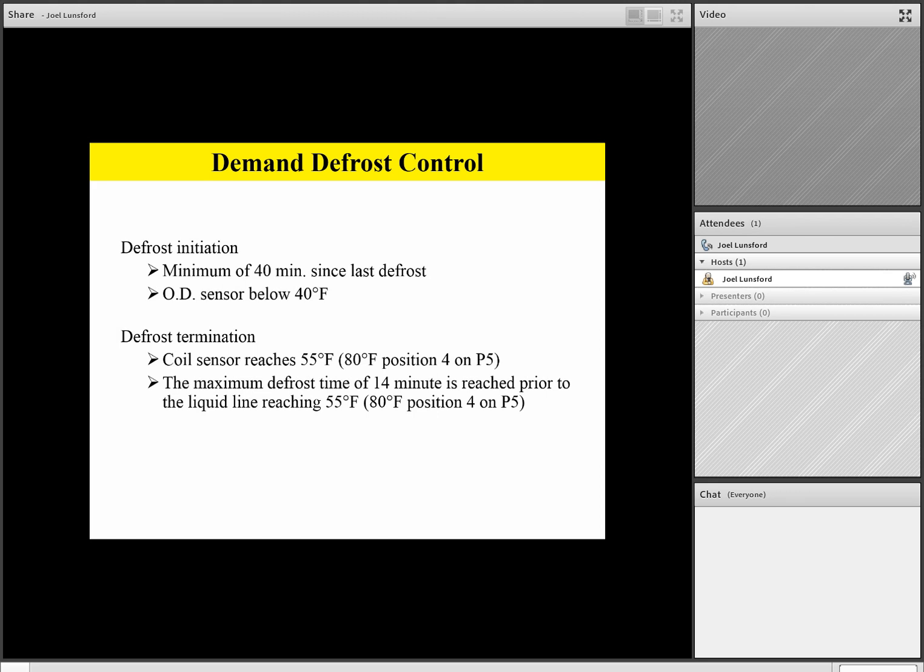In addition, on the standard demand defrost control, when the coil temperature reaches 55 degrees Fahrenheit, or 80 degrees with a special position on number 4 of the P5 jumpers, it will terminate defrost. So defrost termination will be when the coil temperature reaches 55 degrees Fahrenheit, or a maximum defrost time of a 14-minute backup is reached prior to the liquid line reaching 55 degrees.